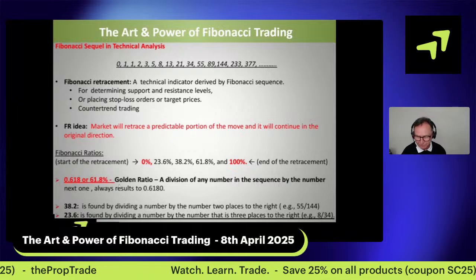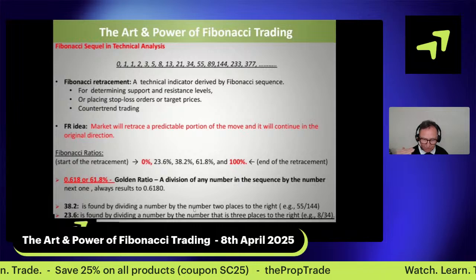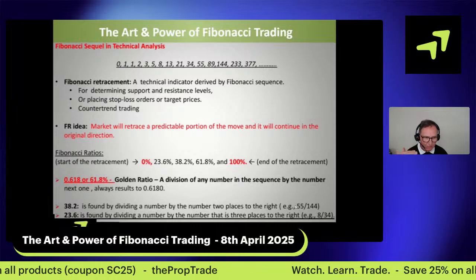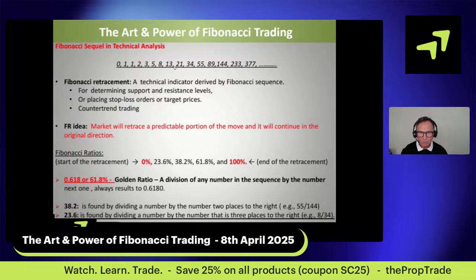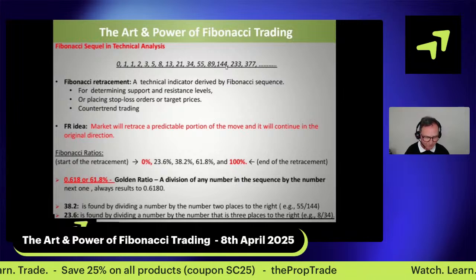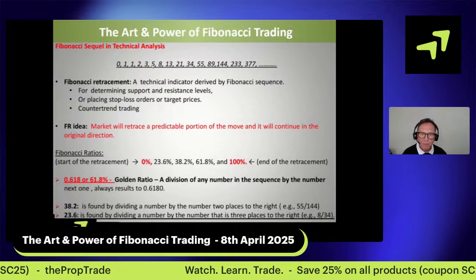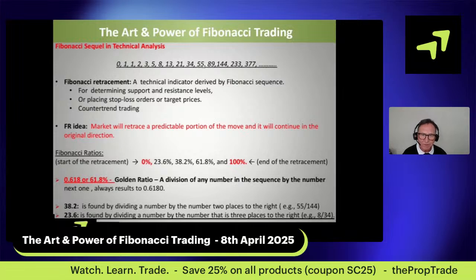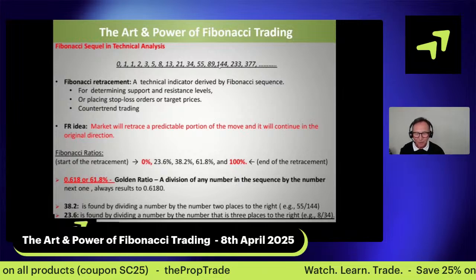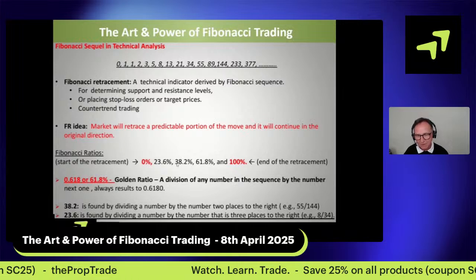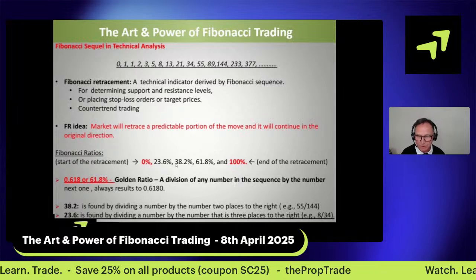The next level you get is the 38.2, and this is found by dividing the number in the sequence two places to the right. So if we divide 55 by 144, we've gone up the sequence to 144, we go back to 55 and divide it the other way around, don't we? We're going up the sequence. So two places further up, 55 divided by 144 gives us a ratio of about 40%, or actually 0.382 or 38.2%.